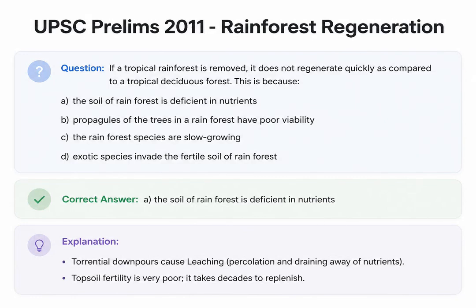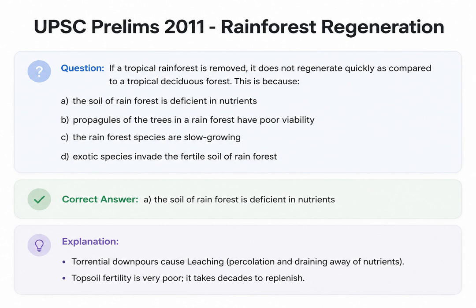A major ecological challenge of the rainforest is highlighted in this 2011 UPSC question. It asks why a cleared tropical rainforest doesn't regenerate quickly. The answer is A. The soil of the rainforest is actually deficient in nutrients. This surprises many people who see the lush vegetation, but the truth is the torrential daily rains cause severe leaching, literally washing the nutrients deep into the ground where roots can't reach them. The nutrients are locked in the living plants, not the soil.